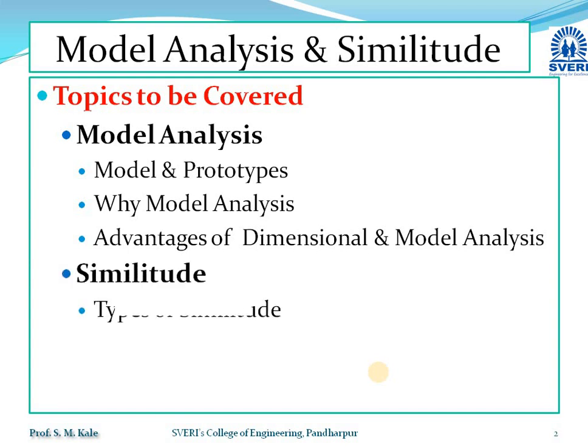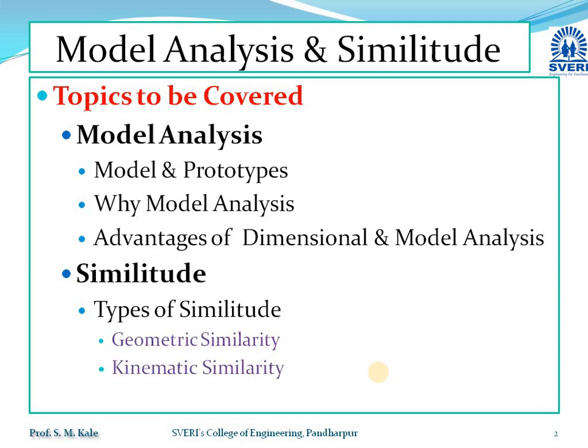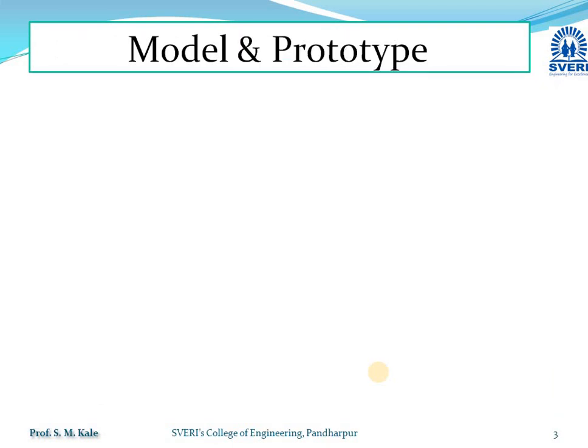Then the second part of this video is the similitude. What is meant by similitude? What are the different types of similitude? Basically there are three types of similitude: geometric similarity, kinematic similarity, and the third one is dynamic similarity.